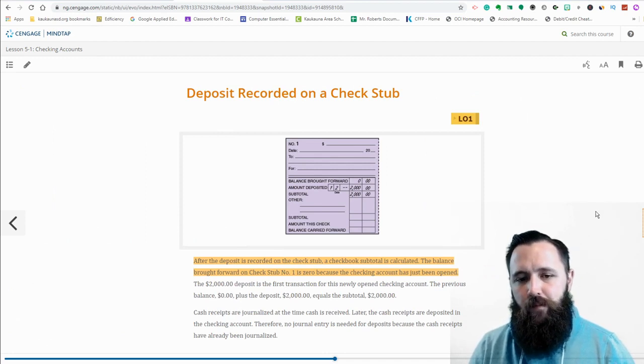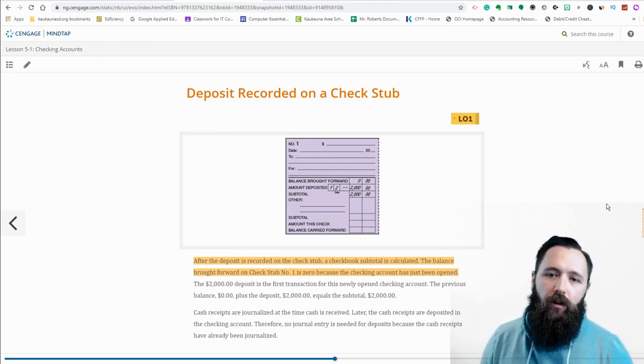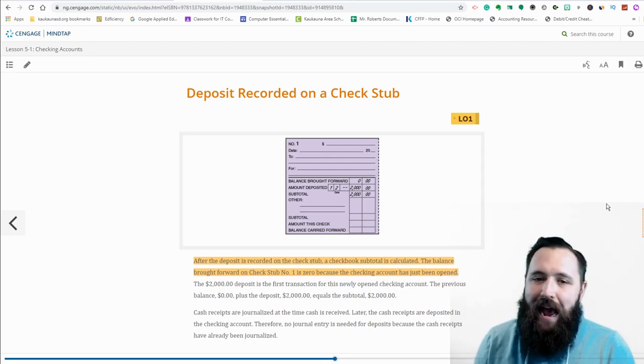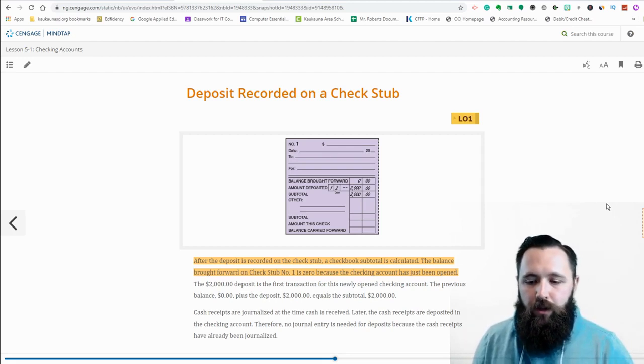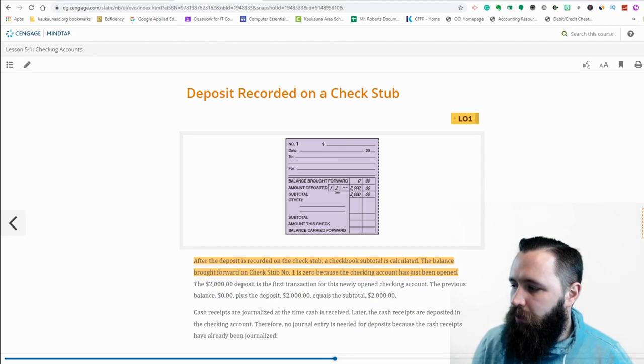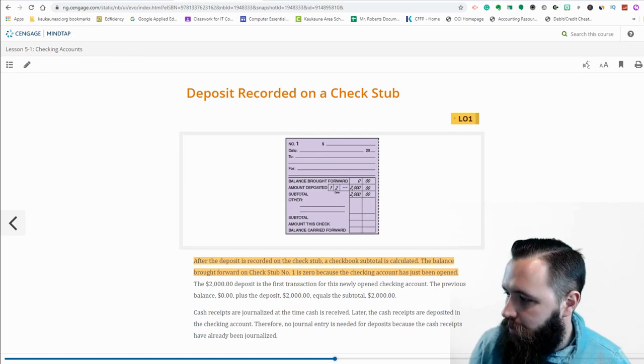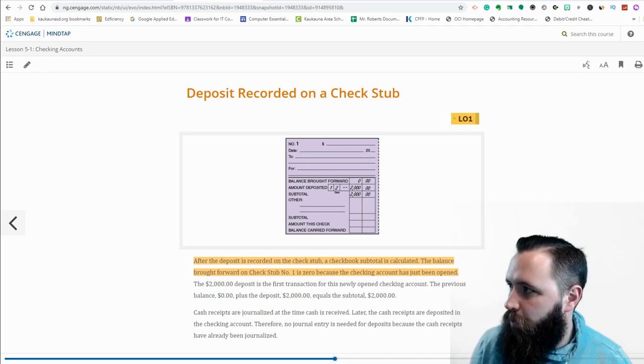And next we're going to look at a deposit and how it's recorded on a check stub. So we pulled up that little sheet that we had here. Where is it? I must have closed it out. But here, I'll just pull up this one real quick. Actually, no, never mind. We'll just ignore that.